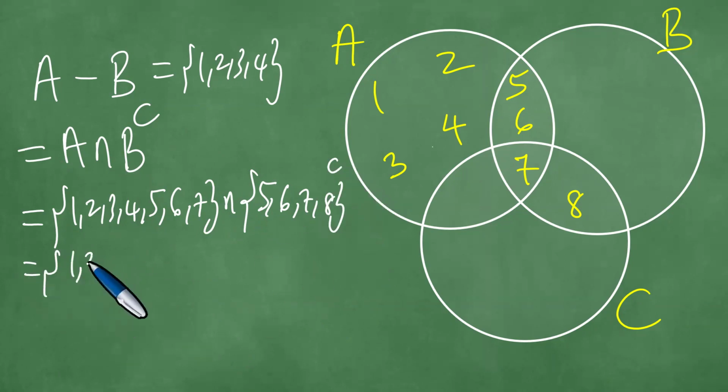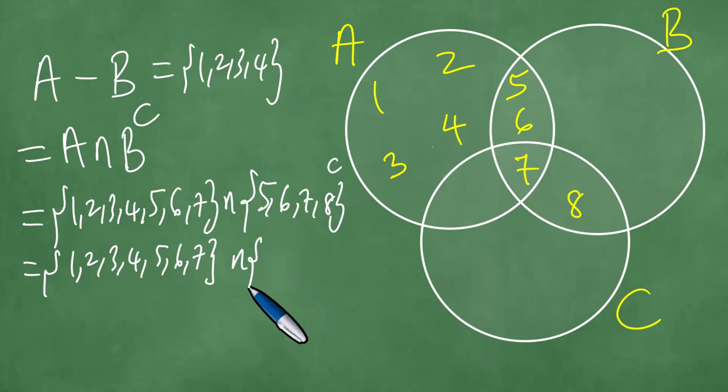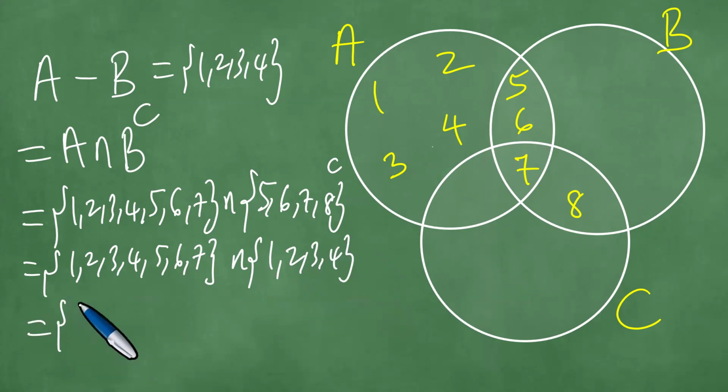What is the complement of B? Right, so the complement of B has everything else that is not in B, which means we have 1, 2, 3, 4. And that is the complement. So if you intersect these, you have 1, 2, 3, 4. So the intersection therefore consists of 1, 2, 3, 4. All right, so that's what we have.